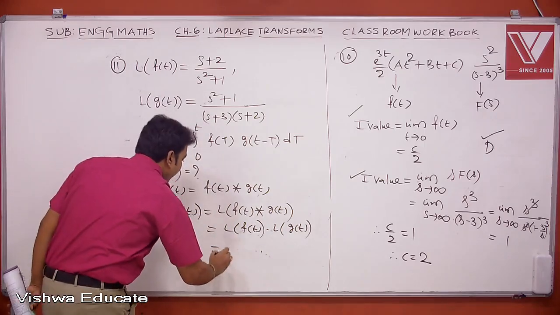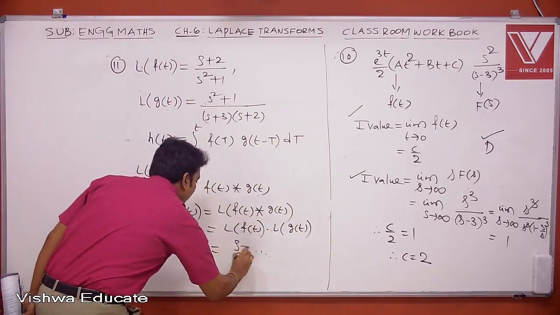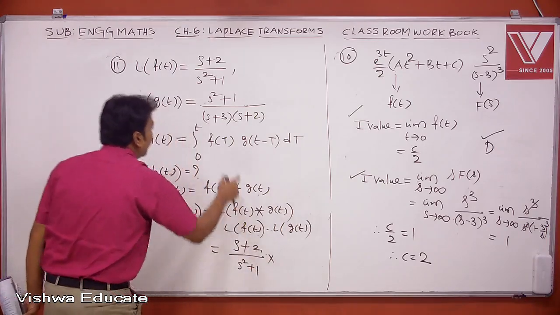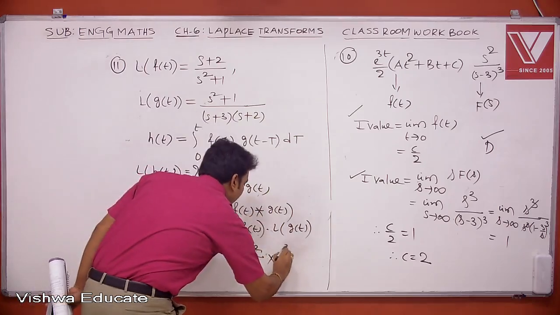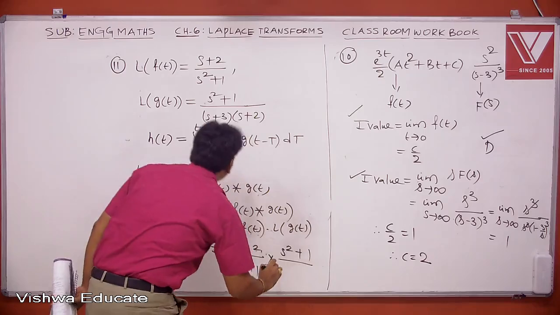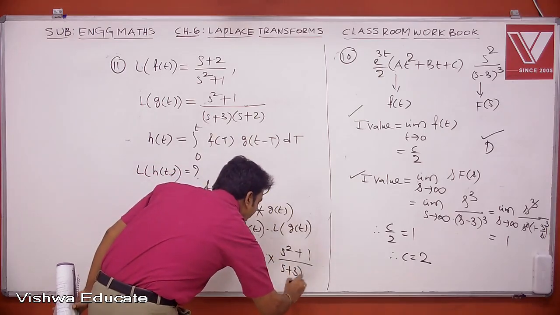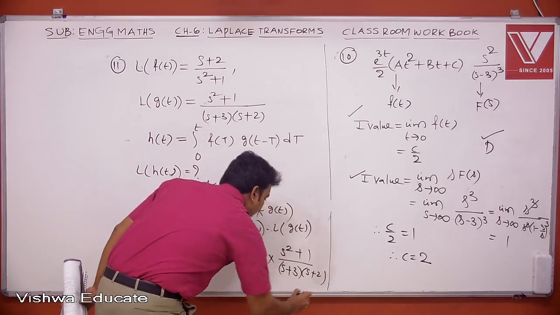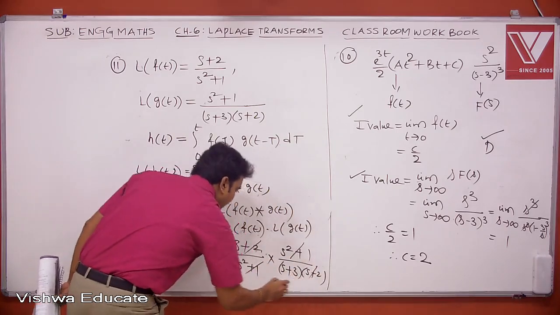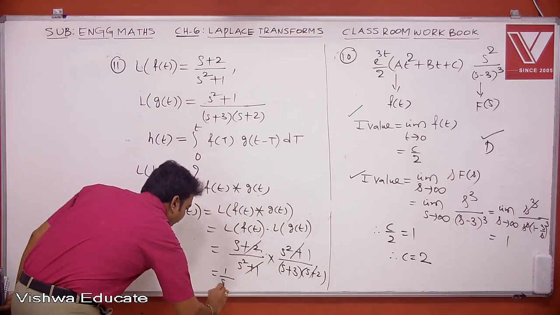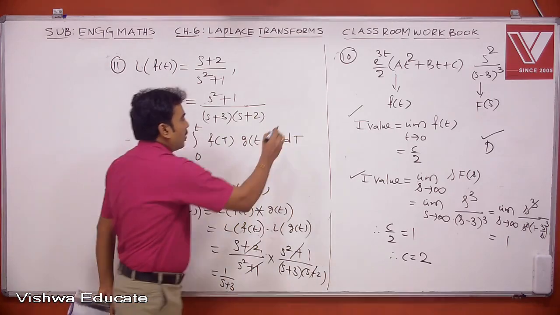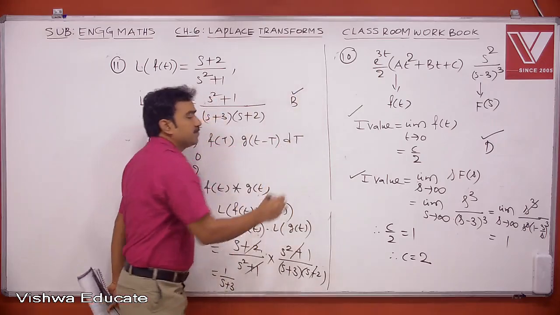So here L of f(t) is (s + 2)/(s² + 1), multiplied by L of g(t), which is (s² + 1)/((s + 3)(s + 2)). So s² + 1 gets cancelled and s + 2 gets cancelled. Therefore the final value is 1/(s + 3). So option B is the right answer.